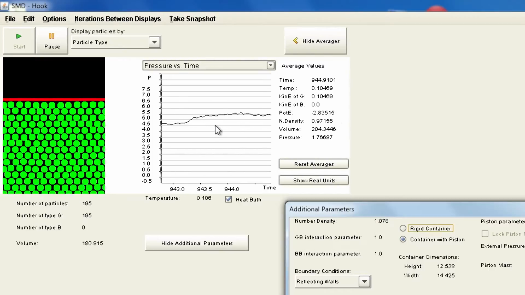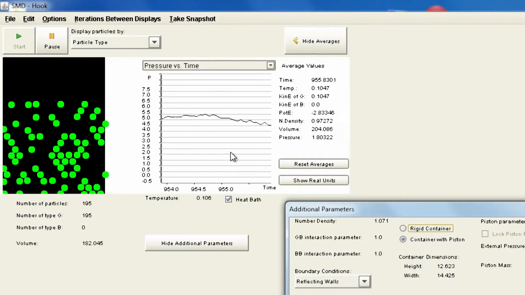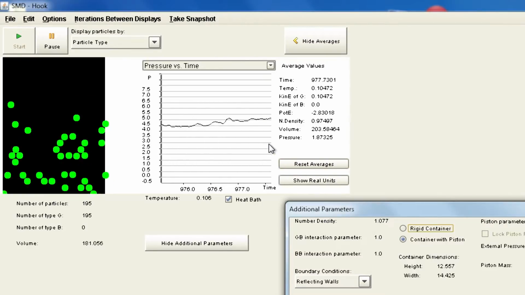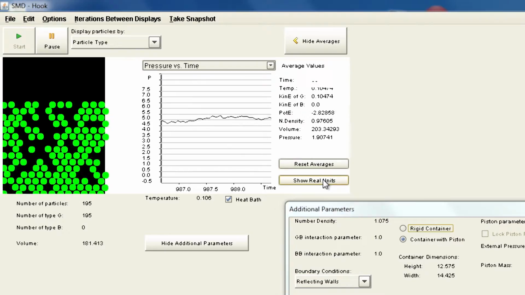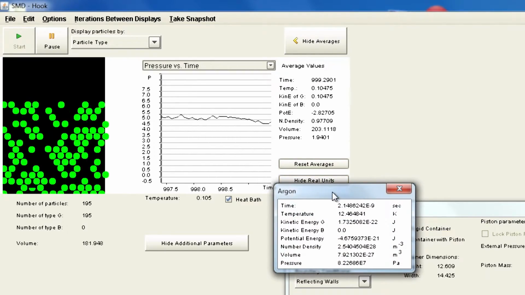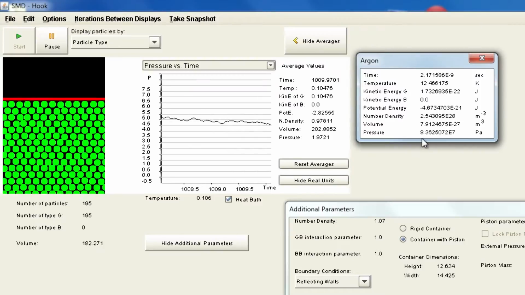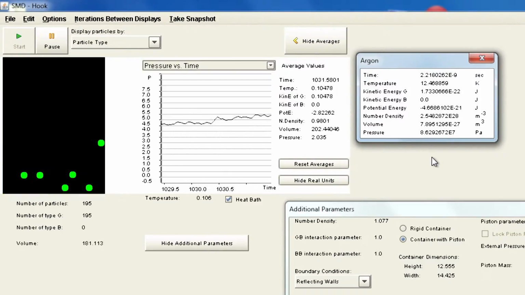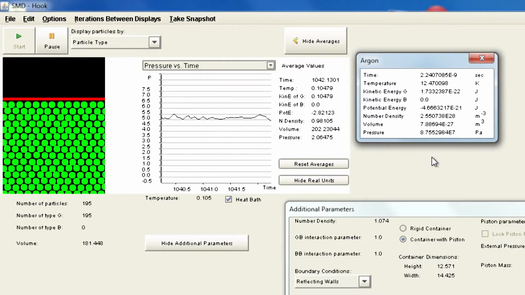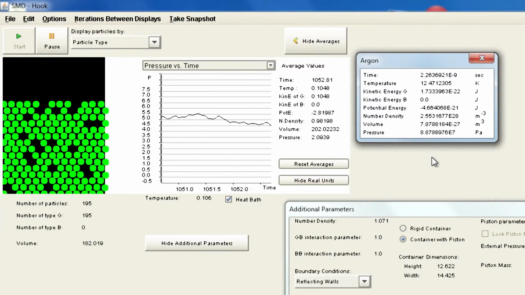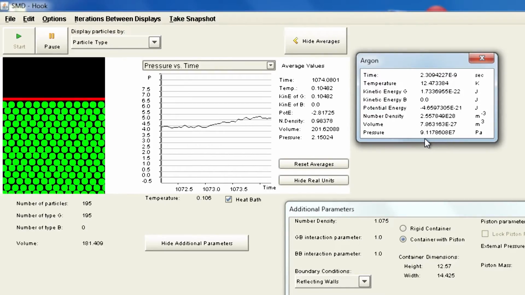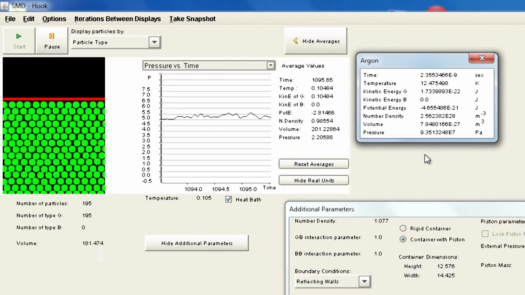Now, you can see the amplitude has gone down. So, fluctuation is subsiding. However, there is still fluctuation, and as we look at the real units, if you focus on the pressure, it is 8.4 Pascal going up to 8.65 and coming down to 8.70. So, around 8.7, 9.10, we are looking at that pressure.